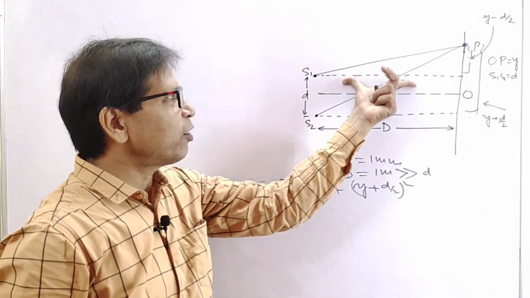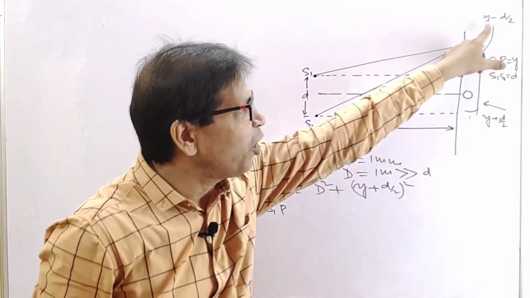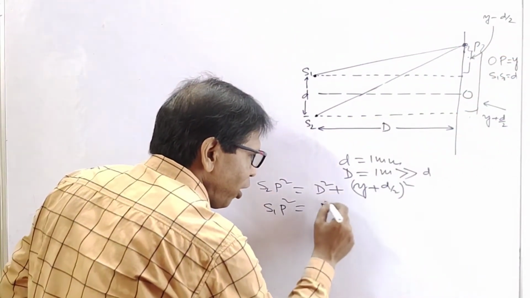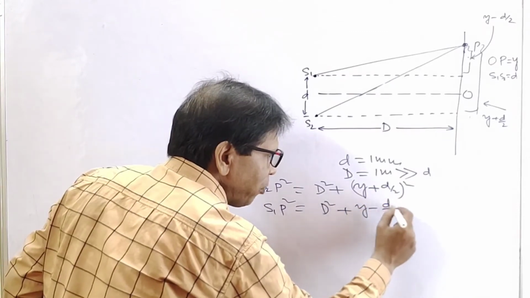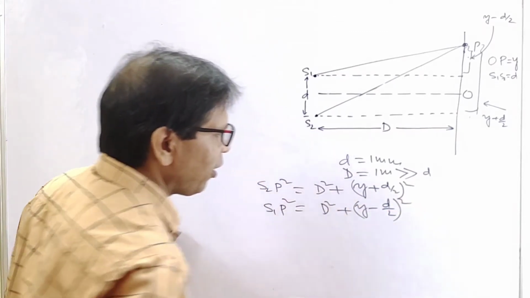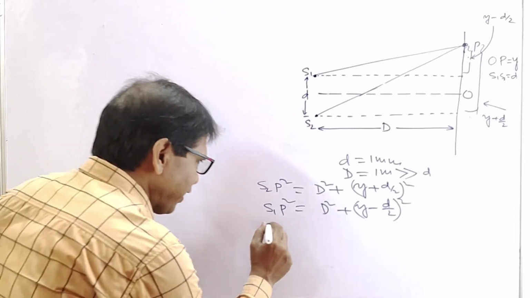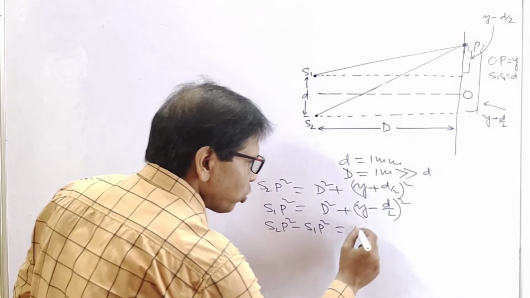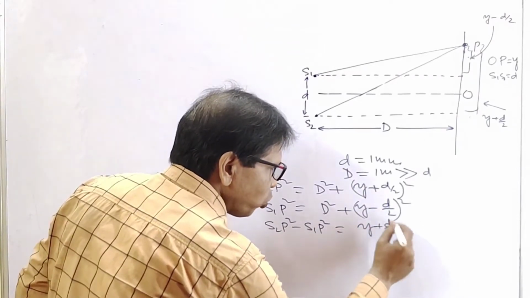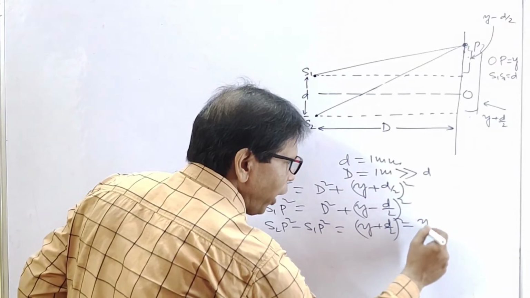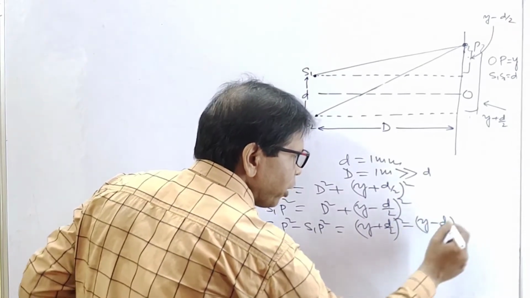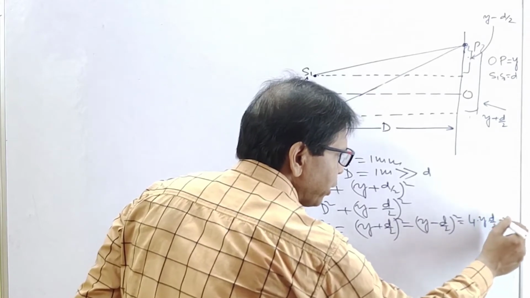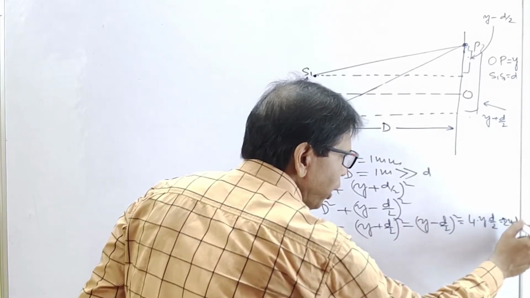Look at this. D square plus d square. This is y minus d by 2. So this is d square plus (y minus d by 2) whole square. Now look at this, S2P square minus S1P square equals y plus d by 2 whole square minus y minus d by 2 whole square. So this becomes 4 into y into d by 2, that is 2y small d.